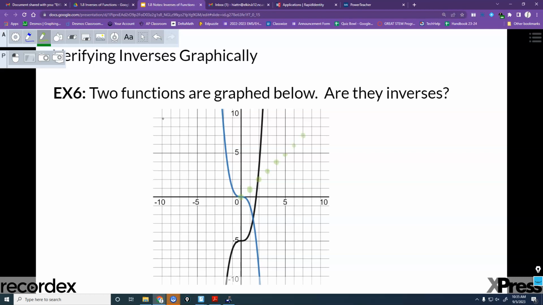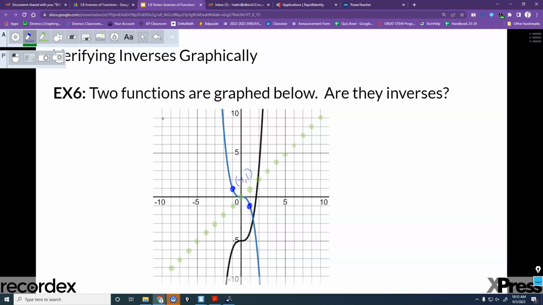If I put in this line right here, I'm not feeling as good about that one. Let's check some points. This one doesn't have a ton that are on grid lines, but right here, that is the point (-1, 1). That means (1, -1) should be on the other graph. Is (1, -1) on the other graph? No, it's on the same graph, right? So that is not checking out.